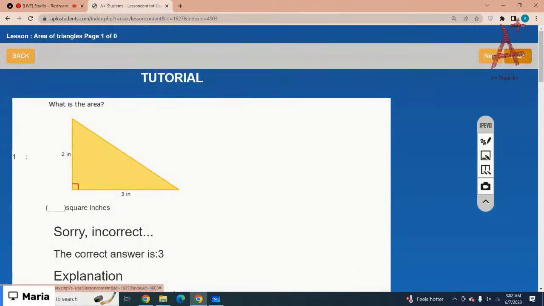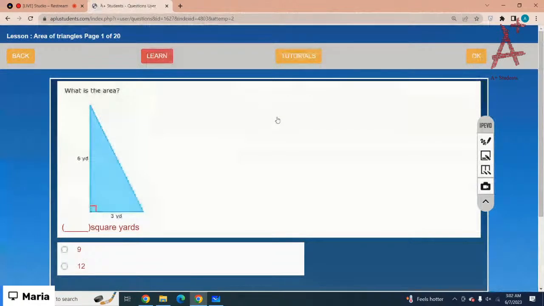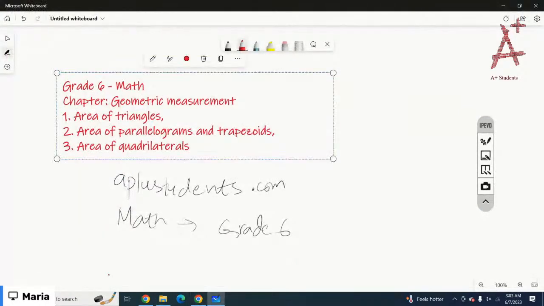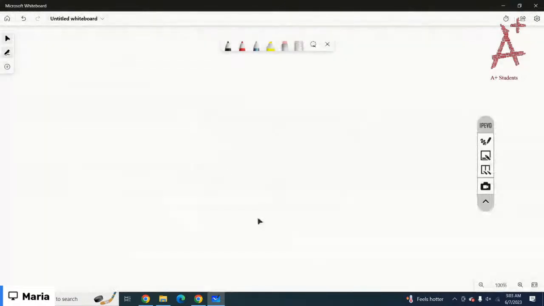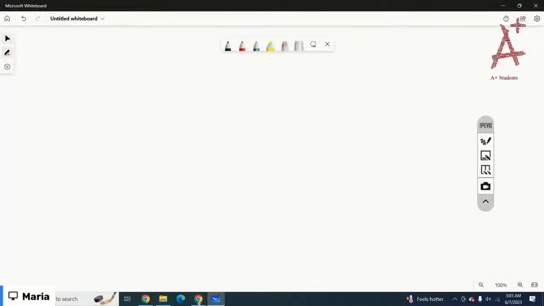Let's start with the practice questions. What is the area? You are given the base and the height of the triangle, and you have to calculate the area. The base is 3 yards and the height is 6 yards. Area of triangle uses the formula half times base times height.